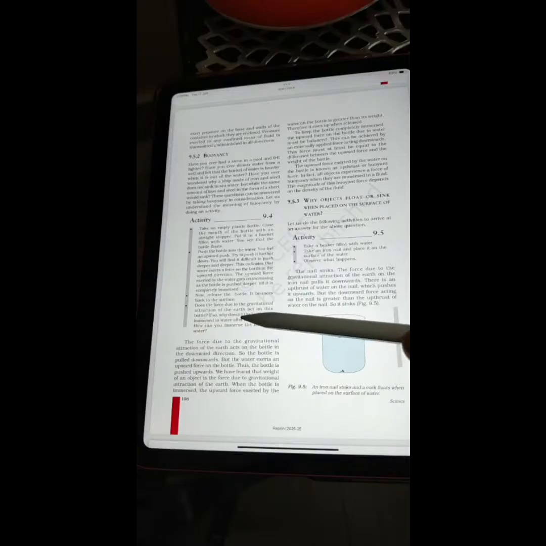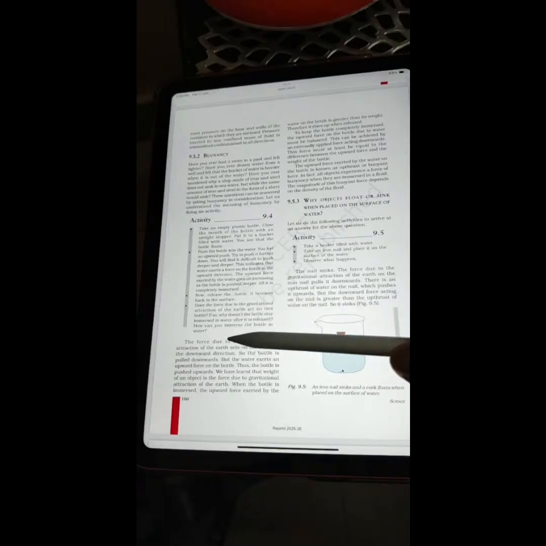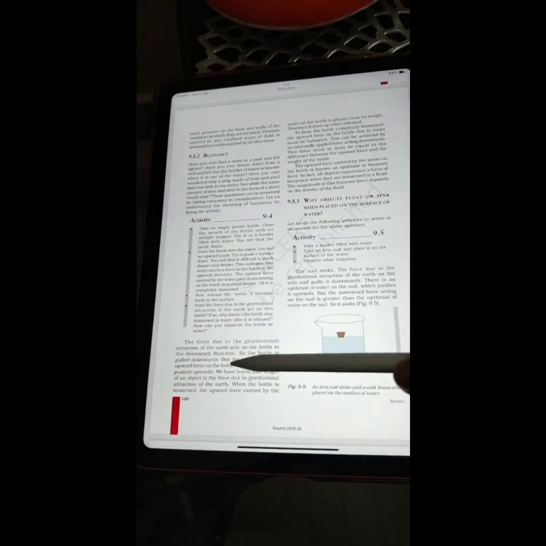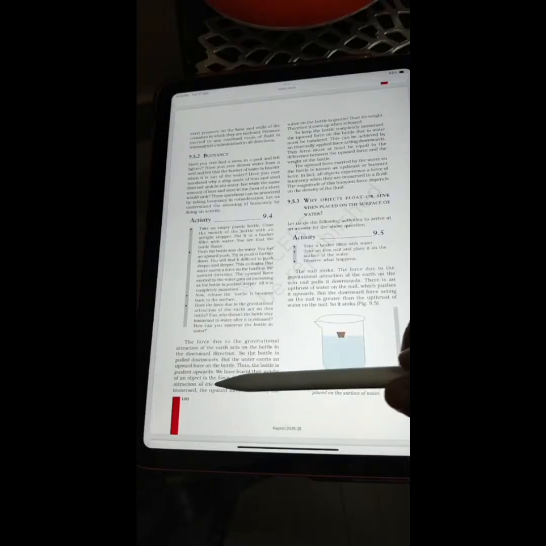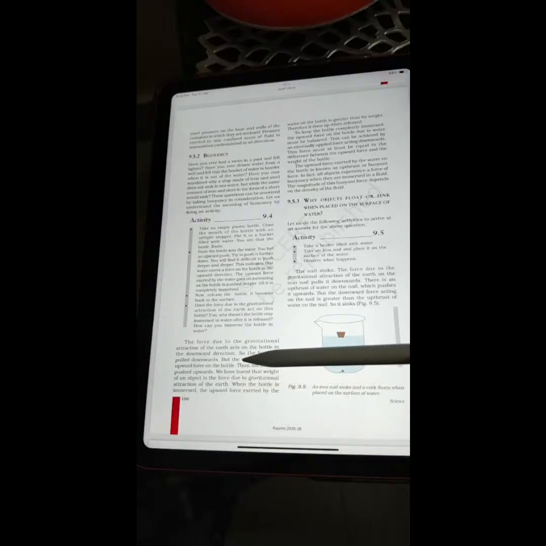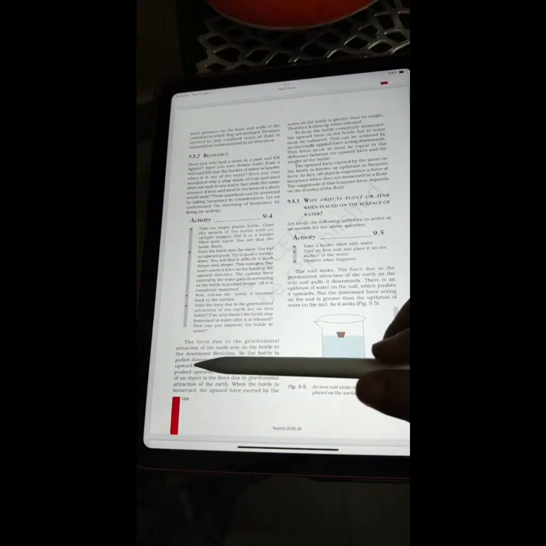Does the force due to the gravitational attraction of the earth act on this bottle? If so, why doesn't the bottle stay immersed in water after it is released? How can you immerse the bottle in water? The force due to the gravitational attraction of the earth acts on the bottle in the downward direction. So the bottle is pulled downwards, but the water exerts an upward force on the bottle. Thus, the bottle is pushed upwards.